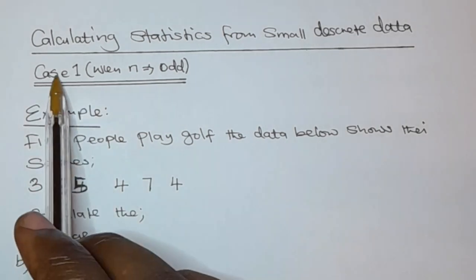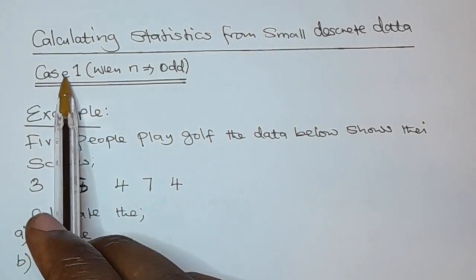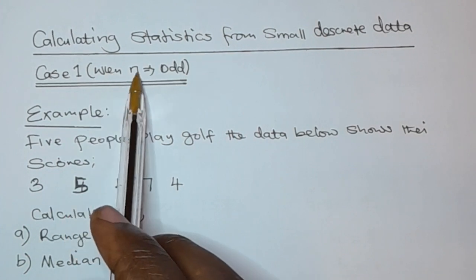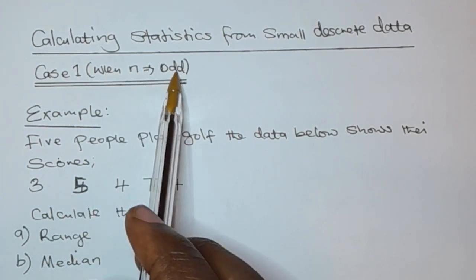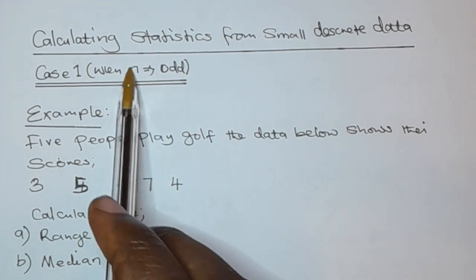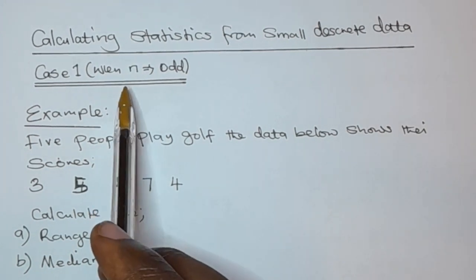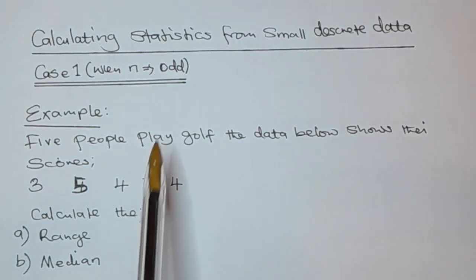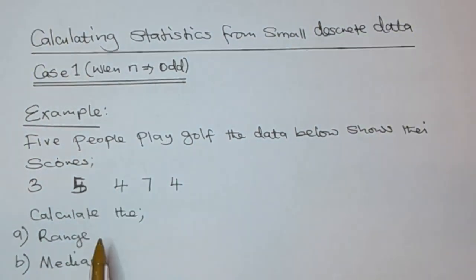So we have case 1. Case 1 is when n is odd. When n is an odd number, when we say n, we mean the number of observations. To understand this, let's look at this example here.